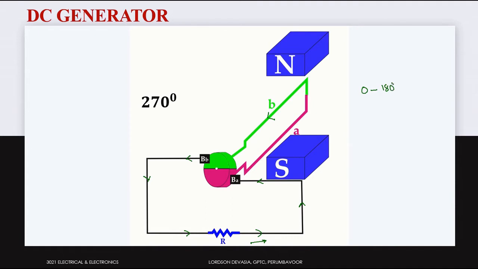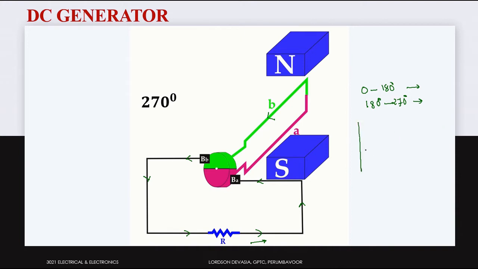180 degree, the current direction was in this manner. And again 180 degree to 270 degree, the current direction is same. And one more thing I wanted to say, that as that conductor rotates, the split ring also rotates. So the position of the split ring will change according to the conductor.